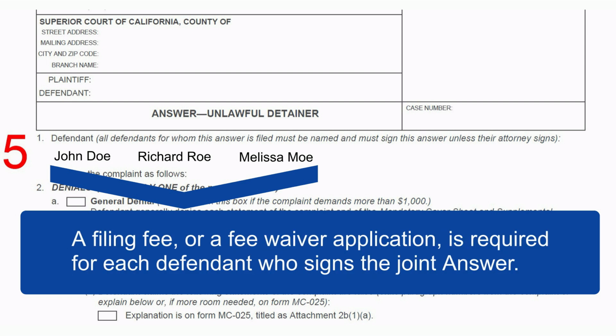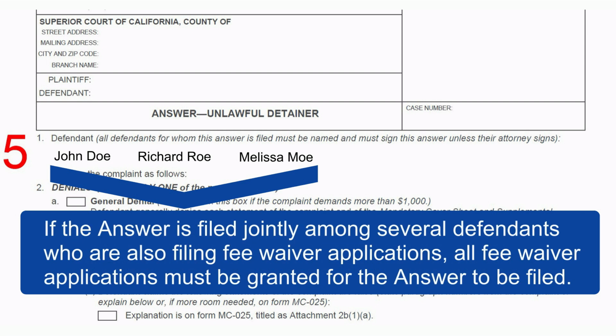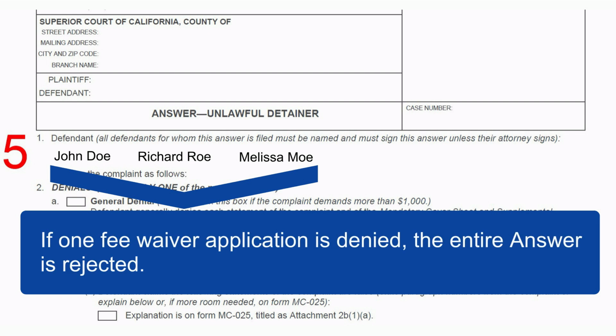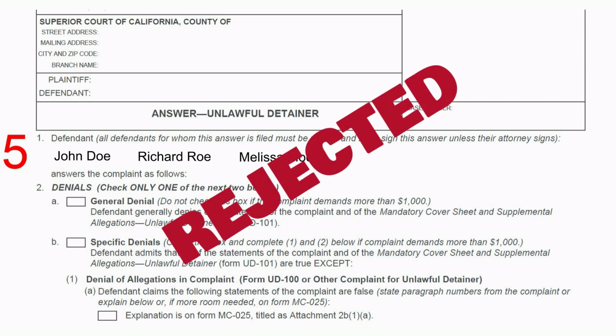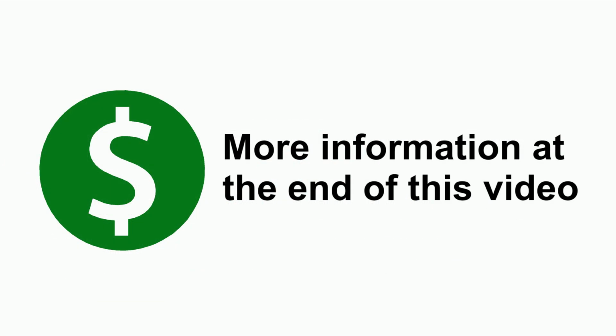A filing fee, or a fee waiver application, is required for each defendant who signs the joint answer. Please note, if the answer is filed jointly among several defendants who are also filing fee waiver applications, all fee waiver applications must be granted for the answer to be filed. If one fee waiver application is denied, the entire answer is rejected. And that means that no one has filed an answer. More information regarding the fee and fee waiver can be found at the end of this video.